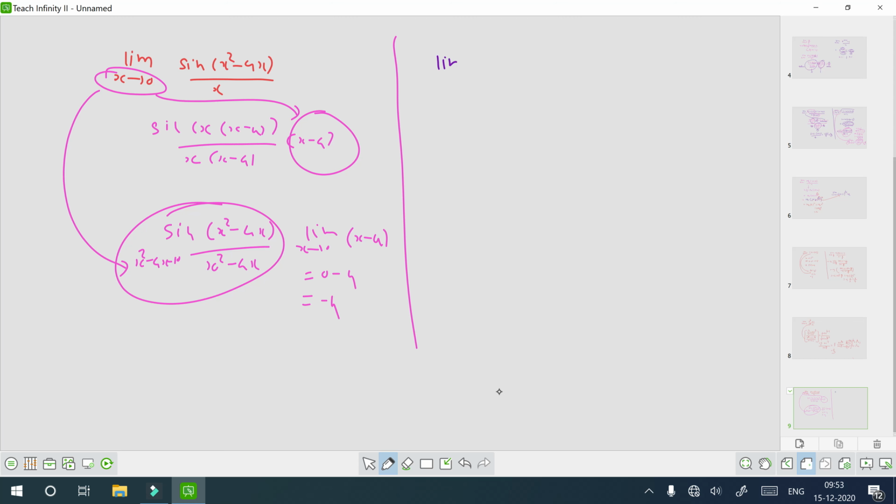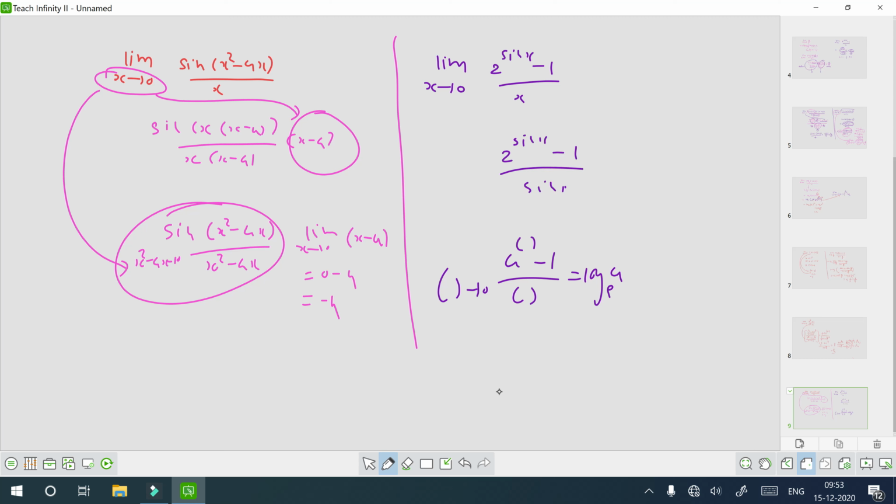Now see, next example. Limit x tends to 0, (2 raised to sine x minus 1) over x. Once again, a raised to something minus 1 over something, where something tends to 0, that comes out log a base e. So here 2 raised to sine x minus 1 over x, we need sine x into sine x by x. Yes or no? So this one is log 2 base e, and this one comes out 1. So what is the answer? The answer is log 2 base e.